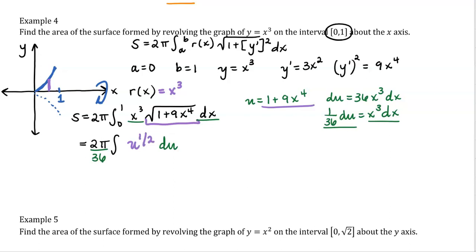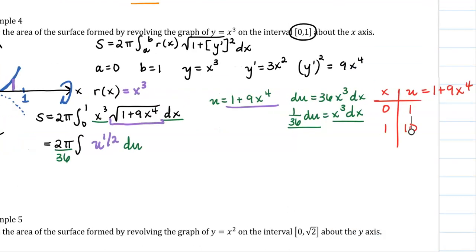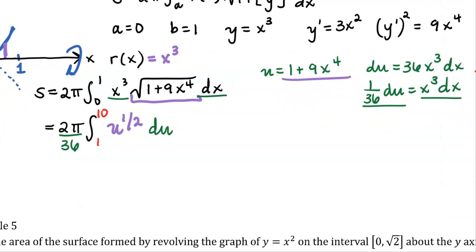What I'm going to find now are the new limits, because the original limits are written in terms of x, and now we have done a substitution with u. We had x limits of 0 and 1. Plug them into what u is equal to, which is 1 plus 9x to the fourth, to find new limits. When we plug in 0, we will get out 1. When we plug in 1, we will get out 10. So our new lower limit is 1 and our new upper limit is 10. So now we're ready to integrate.